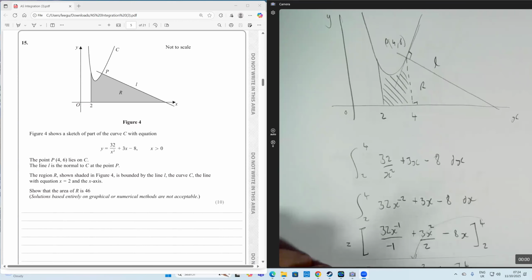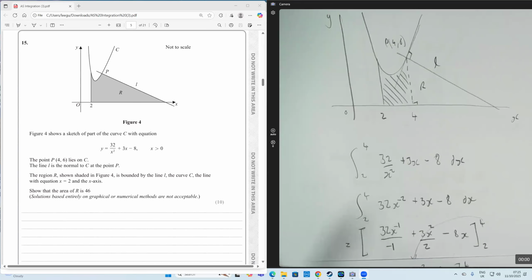So basically it says figure 4 shows a sketch of a curve C with the equation y is equal to 32 over x squared plus 3x minus 8, where x is greater than 0. The point P with coordinates 4, 6 lies on C. The line L is normal to the curve C at the point P. The region R shown shaded in figure 4 is bound by the line L, the curve C, the line with equation x equals 2 and the x-axis. Show that the area of R is equal to 46.